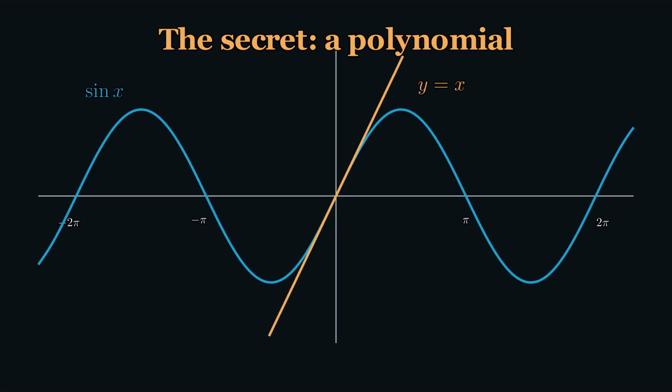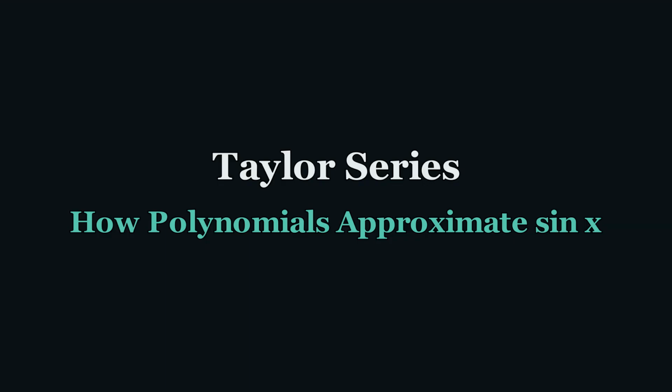Watch. Near zero, the simple line y equals x is almost indistinguishable from the sine curve. Step by step, we will grow that line into a polynomial that hugs the entire curve, and see exactly why it must work.